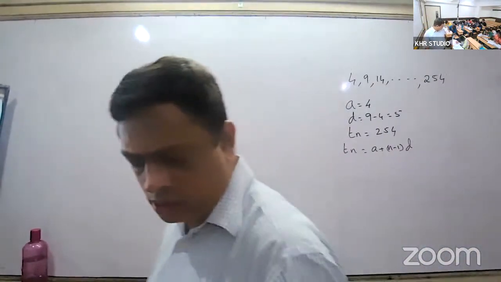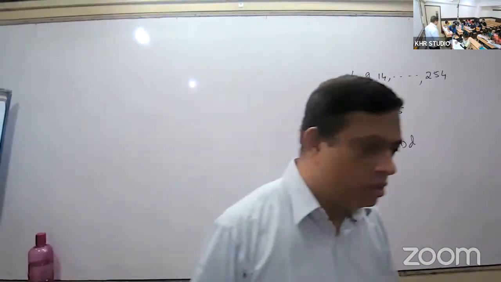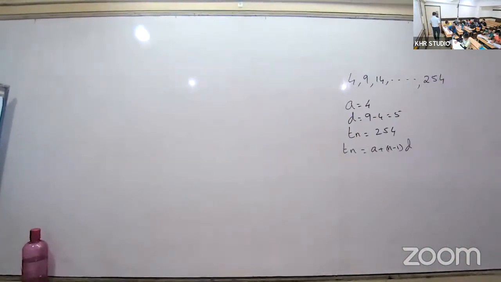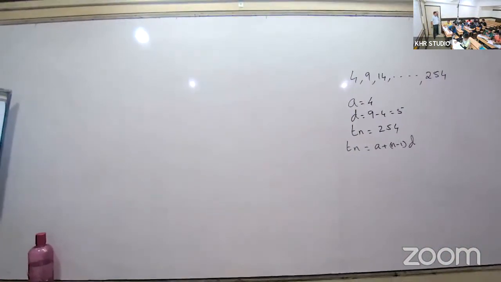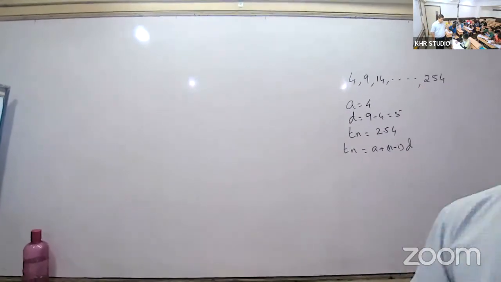How is this one coming? N is not given now. You have to find out n now. We have A, we have D, we have D here. 49. Yes. So 51.